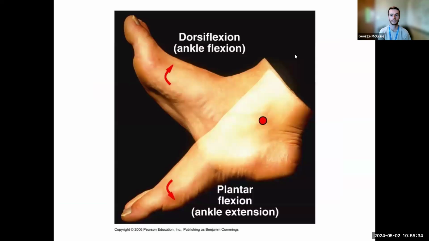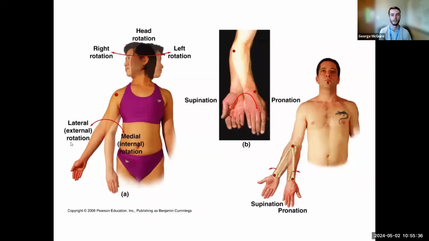What did I skip here? Oh, I just didn't talk specifically about the rotations. I was waiting for this to come up, so I apologize for that. So when rotating a joint, keeping that contact point stable, you can have lateral rotation away from the midline and medial rotation towards the midline. So keep that in mind as well. Lateral rotation is away, medial rotation is towards the midline.